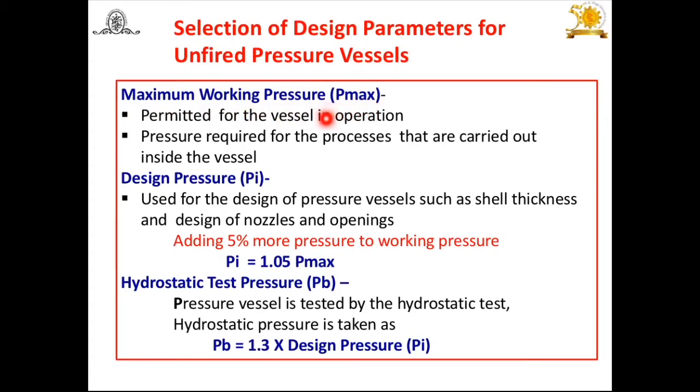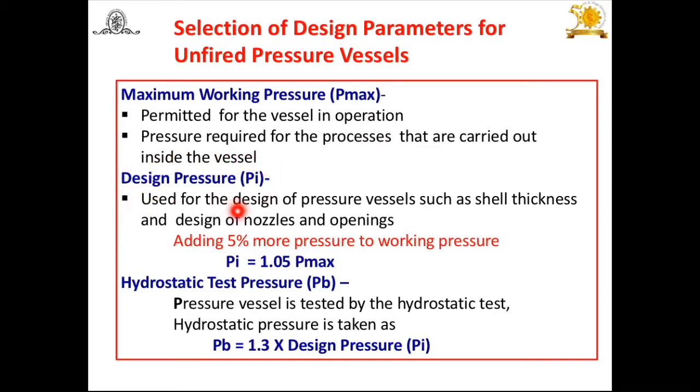Maximum working pressure means the pressure required for the processes carried out inside the vessel, or permitted for the vessel when it is in operation. That is maximum working pressure, that is Pmax. This is one parameter. Then another parameter is the design pressure.